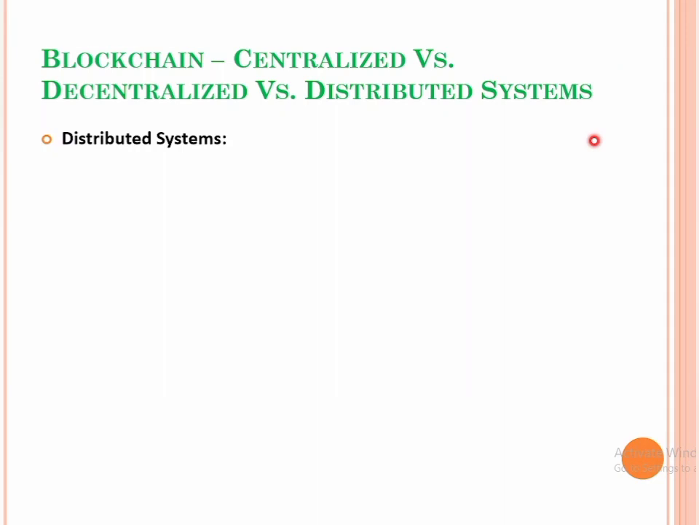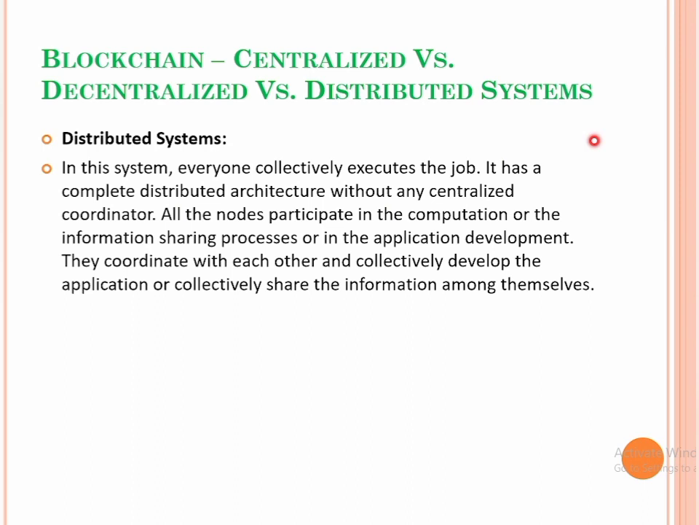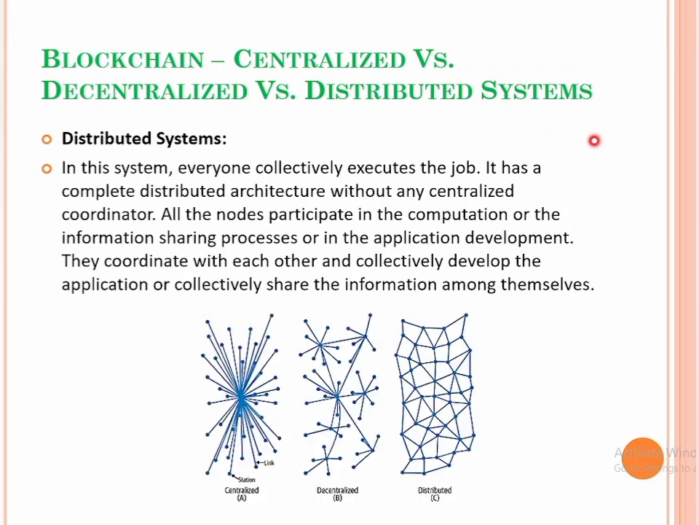The next one is the distributed systems. In this system, everyone collectively executes the job, and tasks and data are distributed across multiple nodes with no central authority. You can think of the internet, where websites reside on various servers, and these distributed systems are scalable. You can easily add more nodes to increase the capacity of the network. Imagine adding servers to a website to handle more traffic.